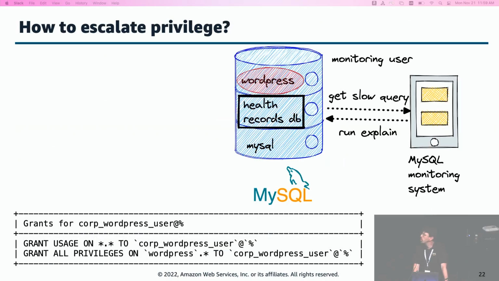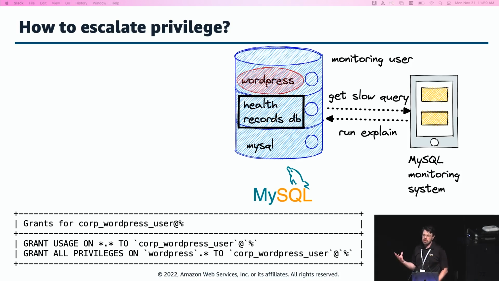So again, let's look at the picture again, right? So we want to escalate the privileges. And to do that, we will generate a slow query, make it slow, put something inside of that query which will retrieve the needed information, and then we hope that either the performance monitoring system or a DBA will pick up this query and execute it.